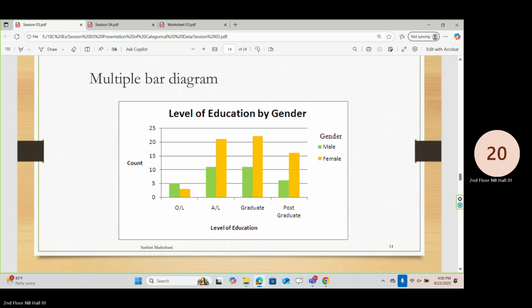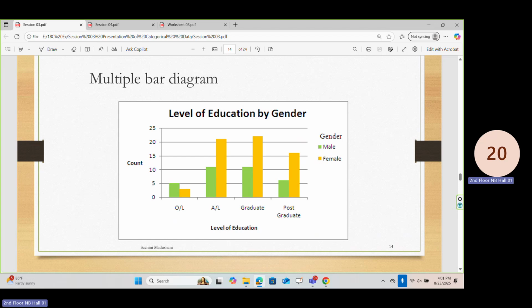Let's see. The first one is the O level category. Can we directly identify how many total respondents are in this category? We can by separating them. First we need to identify how many males there are, then how many females, then add them together to find the total. It's clear? Directly we cannot identify it. It means using the multiple bar chart we cannot do the comparison between levels of education, but we can do the comparison within the level of education.